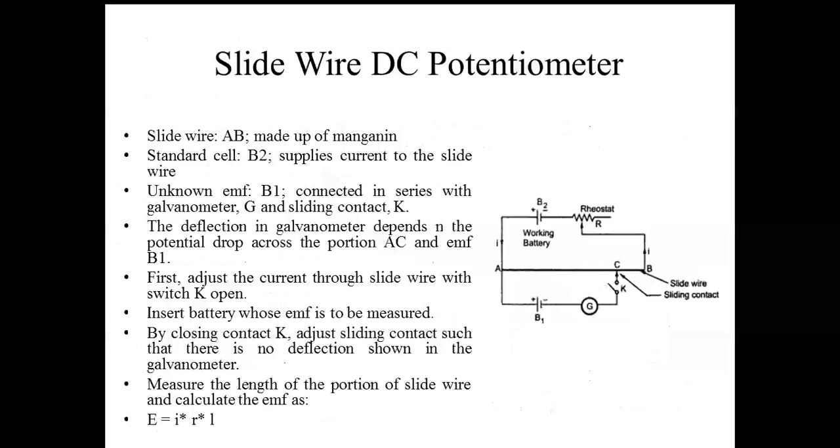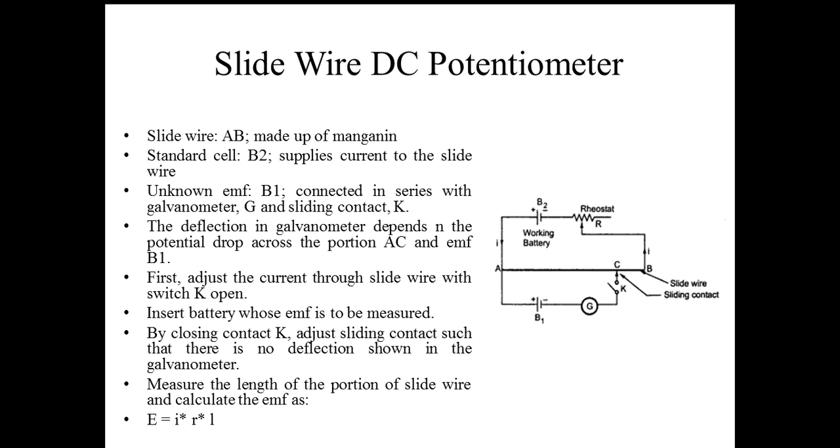In the slide wire DC potentiometer, as I had already discussed, there is a slide wire and there is a slide contact. If you can see, AB is a slide wire which is made up of manganin, and the sliding contact is presently placed at the point C. Firstly, we are going to keep the key K open.